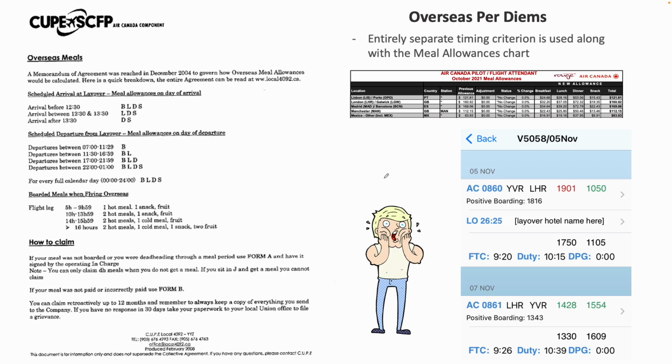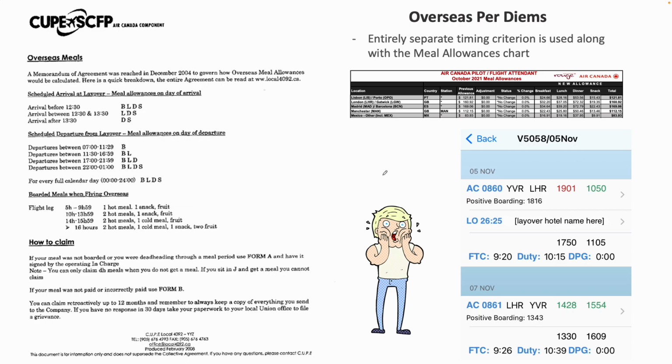Overseas per diems operate in a slightly different set of logic. As we mentioned before, there are meals that are boarded instead of meal allowances paid while in flight to and from an overseas destination. There are also different sets of timing that are used to figure out which meal allowances were paid while we are at our overseas destination.